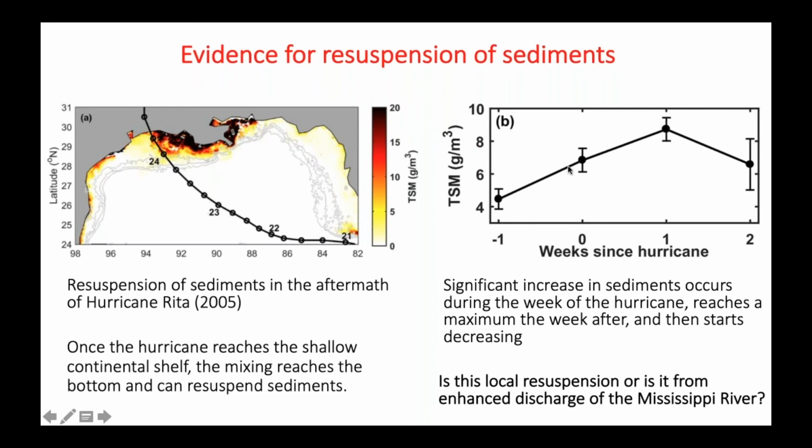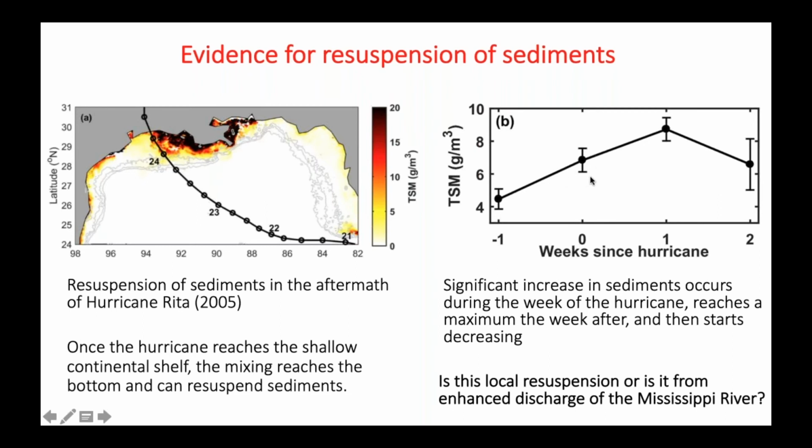What you can see, compared to the week before, is that the TSM starts increasing during the week of the hurricane, and it reaches a maximum 1 week later, and then again it starts decreasing. So the maximum sediments are suspended 1 week later, but there is also a significant increase during the week of the storm.